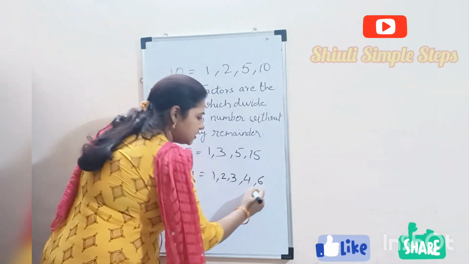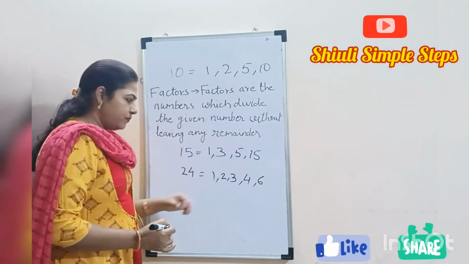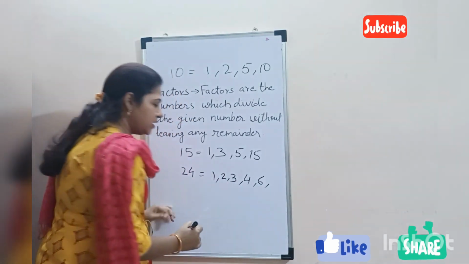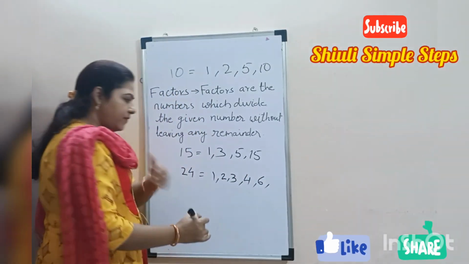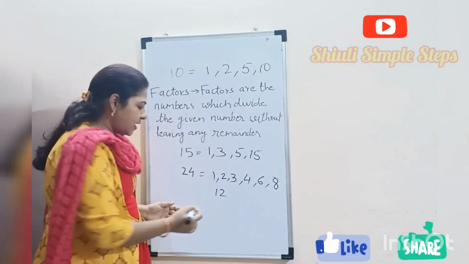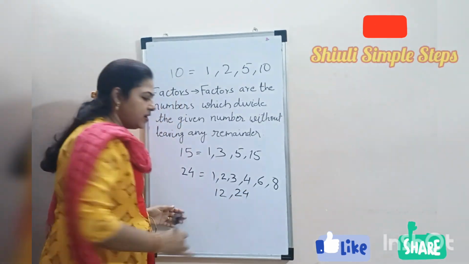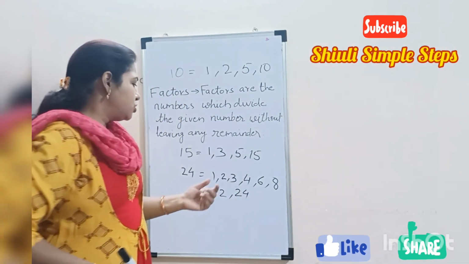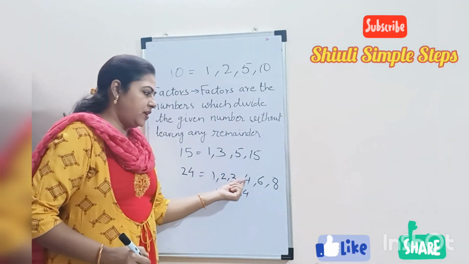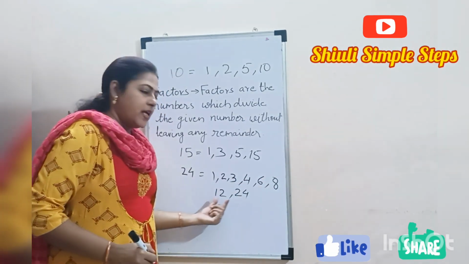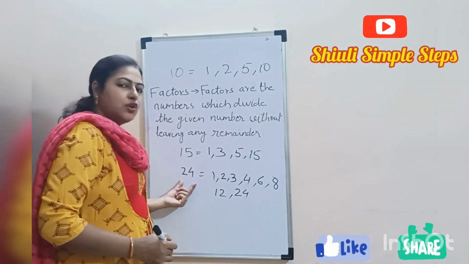Then 6. 6 fours are 24. Then 8 is a factor. Then 12 is a factor. And the last one, 24, is a factor. So we have 1, 2, 3, 4, 6, 8, 12 and 24 as the factors of 24.